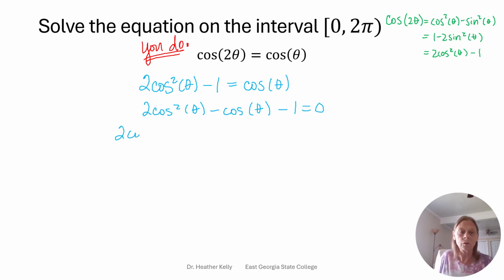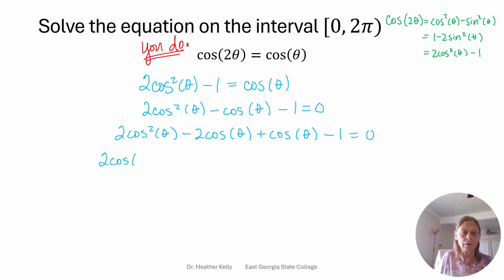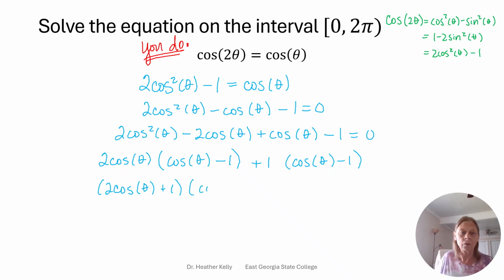This is going to factor. We need negative 2 cosine theta plus 1 cosine theta minus 1 equals 0. We can split this guy in half, factor out a 2 cosine theta, leaving us with a cosine theta minus 1. That's our twin. Write it down again. Plus 1 here, so our two factors are 2 cosine theta plus 1 and cosine theta minus 1 equals 0.